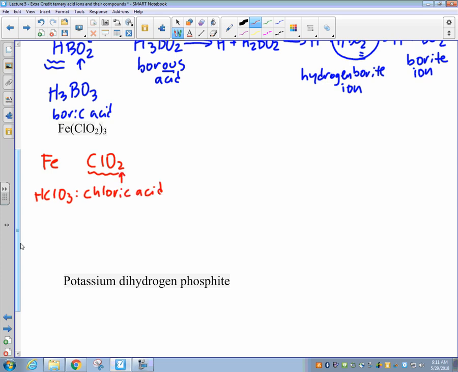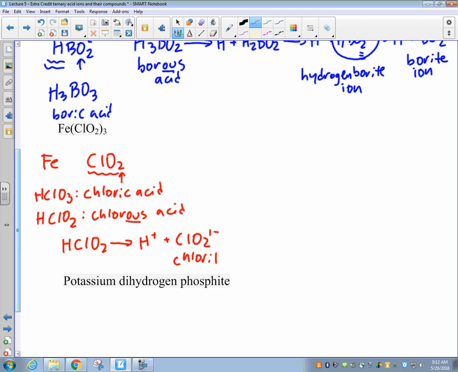And then we have one fewer oxygen than that, which means we needed to dissociate HClO2, which would therefore be chlorous acid, with one fewer oxygen than the parent. If we dissociate HClO2, you'll notice we get H+ and ClO2 1-. Ous acids make ite ions, therefore the ion ClO2- is the chlorite ion.